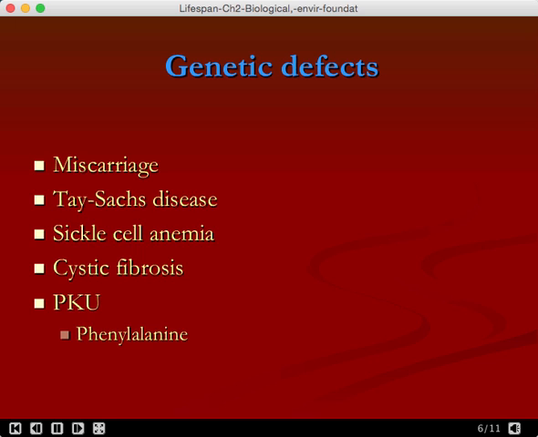The PKU recessive gene leads to fair coloring. It affects more than one trait, but again, it can be cured with diet.